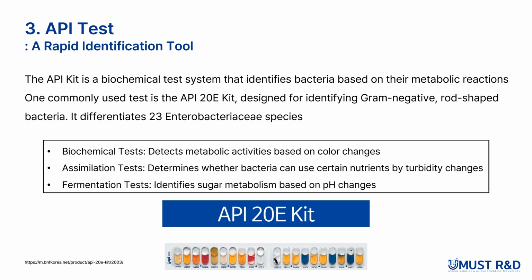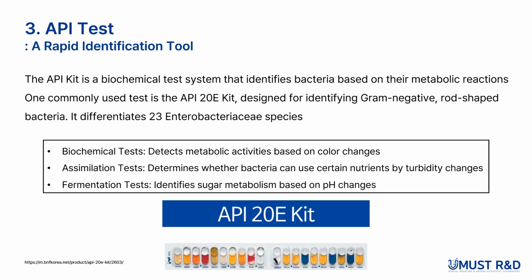The API kit is a biochemical test system that identifies bacteria based on metabolic reactions. One widely used version is the API 20E kit, designed for gram-negative rod-shaped bacteria. It differentiates 23 species within the Enterobacteriaceae family. The API test includes biochemical tests, assimilation tests, and fermentation tests. This rapid identification method is commonly used.